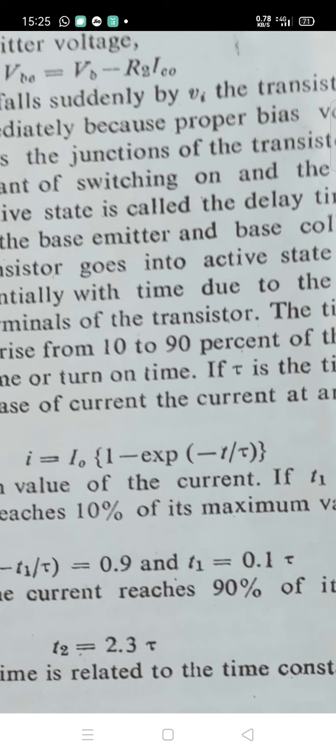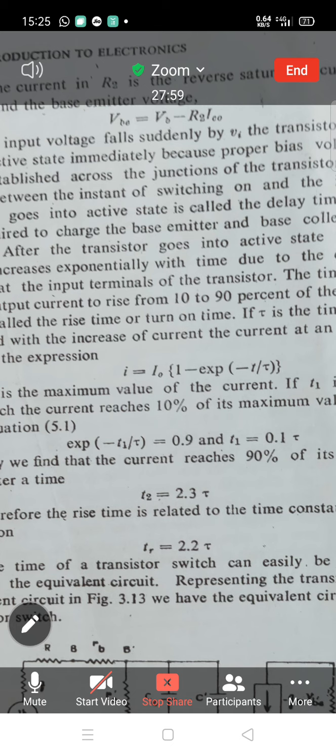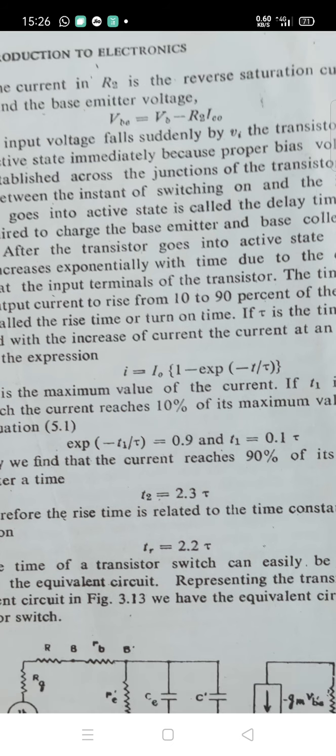If T1 is the time after which the current reaches 10% of its maximum value, we have from the equation above, exponential of minus T1 by t equal to 0.9 and T1 equal to 0.1 small t. Similarly, we find the current reaches 90% of its maximum value after a time T2. So T2 equal to 2.3 into small t. Therefore, the rise time is related to the time constant by the expression rise time TR equal to 2.2 into small t.